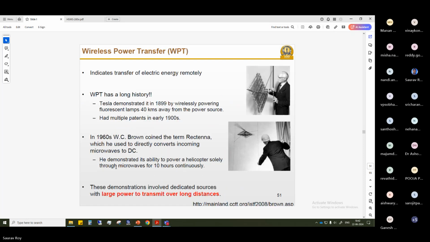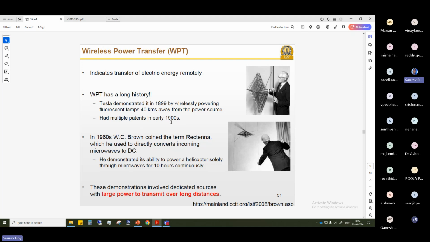Okay. So there have been a lot of studies from the past. The first study you can remember is Dr. Tesla, who demonstrated in 1899 that wireless powering was possible, and he was able to light fluorescent lamps 40 kilometers away from the power source. You can understand, it was 40 kilometers away, and that too in 1899. And that generated multiple patents.